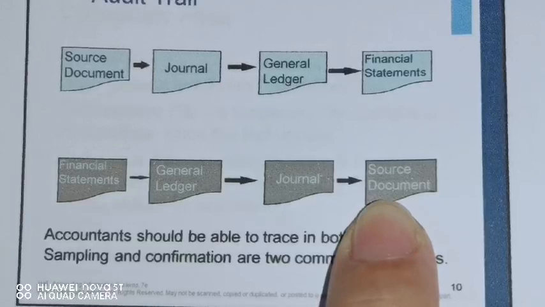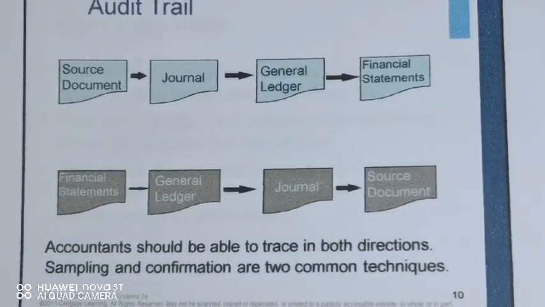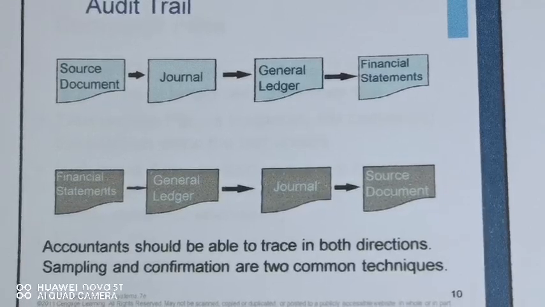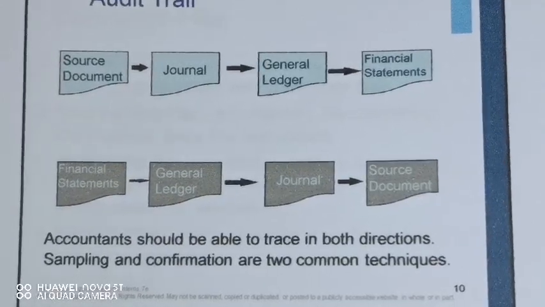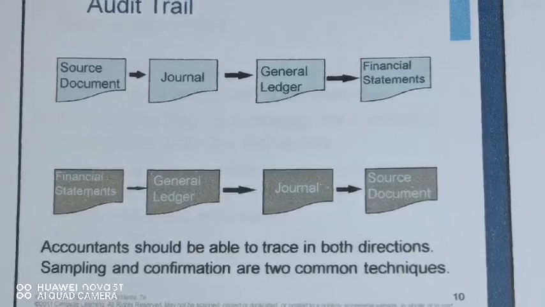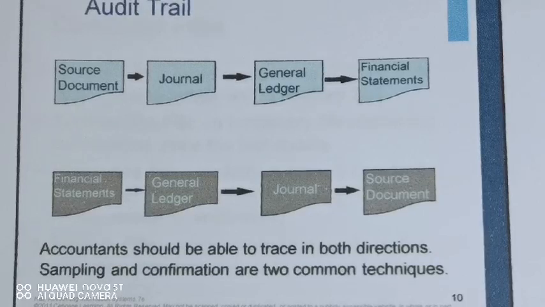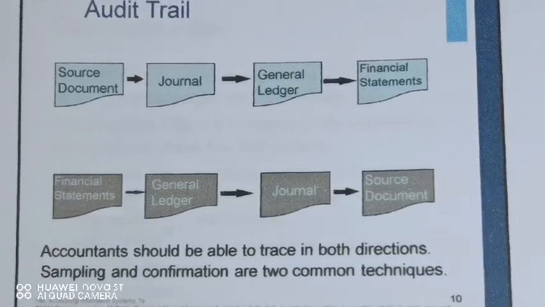Kasi 'di ba minsan, baka mamaya may mga error. For example, 80,000 lang naman pala ang sales order but then yung na-record sa journal is 800,000. So, masyado nang malaki yung discrepancy. So, yun yung tinatawag natin na audit trail.